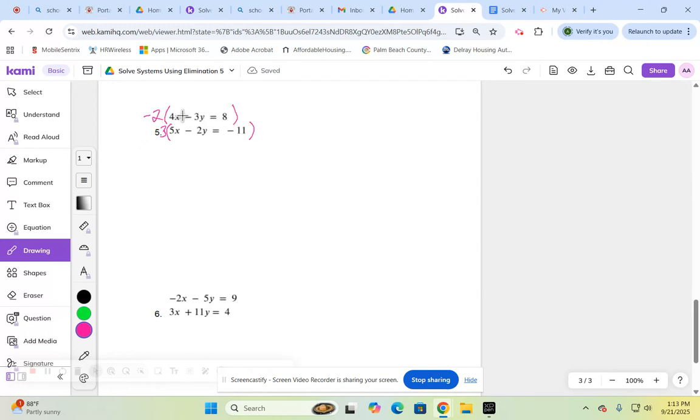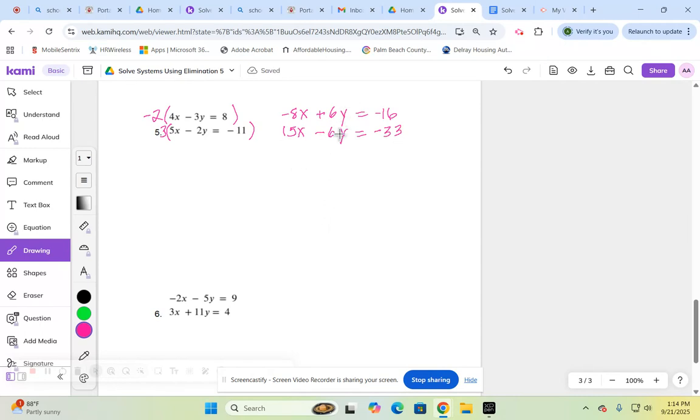So -2 times 4x is -8x. -2 times -3y is +6y. And -2 times 8 is -16. I'll do the same thing with the bottom. 3 times 5x is 15x. And 3 times -2y is -6y. And 3 times -11 is -33.